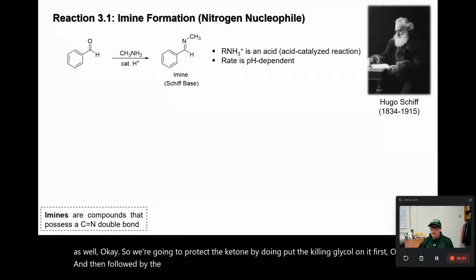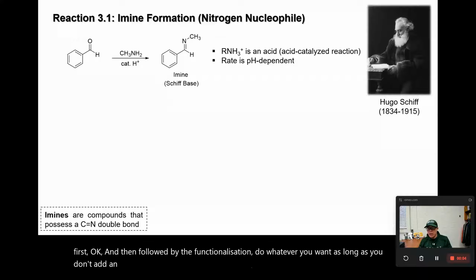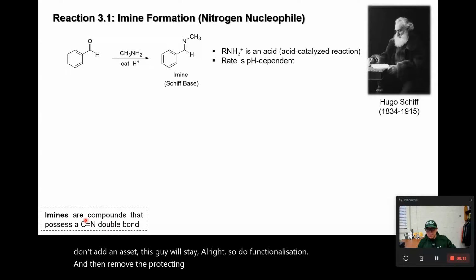Reaction number 3 is called imine formation. This is the first one where we use nitrogen as a nucleophile. Let's now talk about imines. Imines are the compounds that possess a C=N double bond. So that's how we call it: imine, C=N double bond.